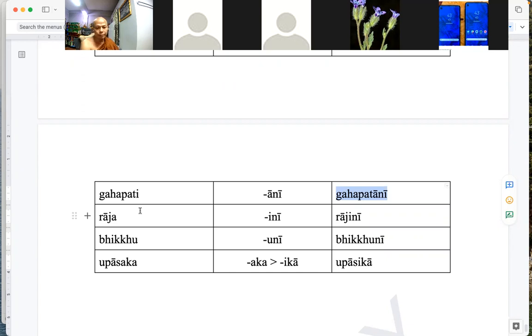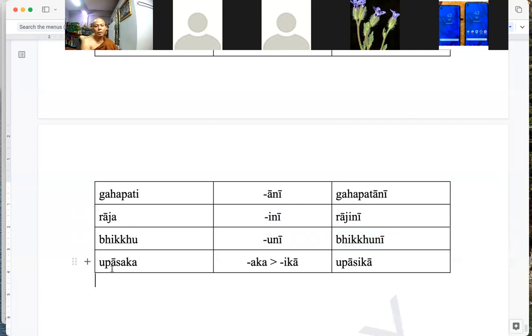A lady. The same way, Raja means king. And to the Raja, by adding the ni, we have Rajini, which means queen. Raja means king, but Rajini means queen, by adding just the feminine gender assigned suffix. And then the same way, Bhikkhu is monk. To the Bhikkhu, by adding the uni suffix, Bhikkhuni, female Bhikkhu. Male Bhikkhu and female Bhikkhu.